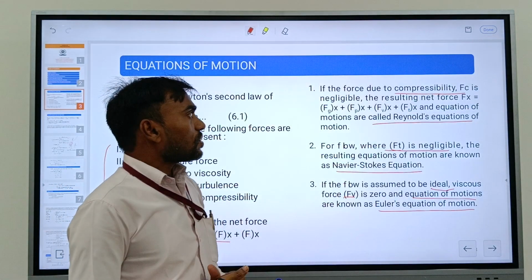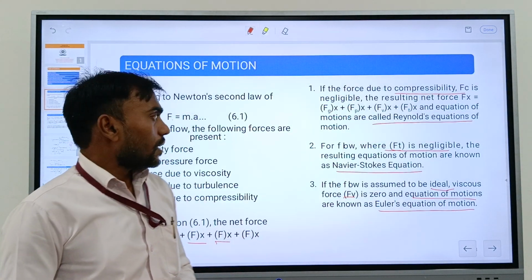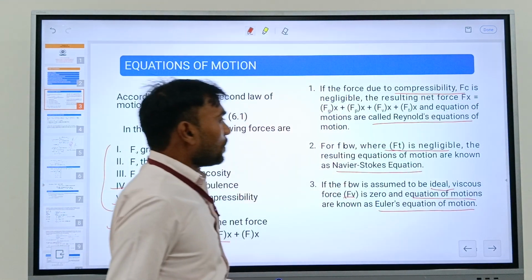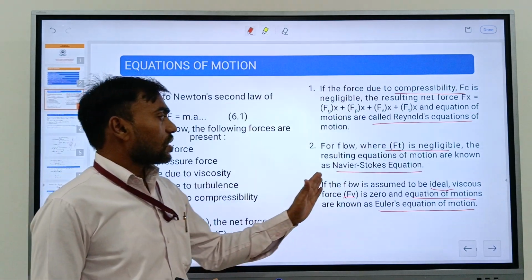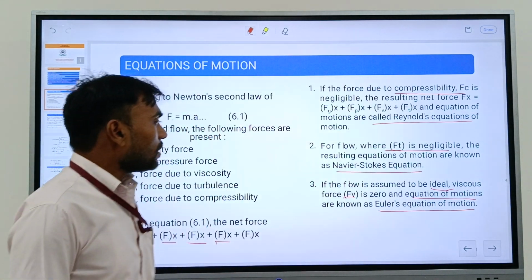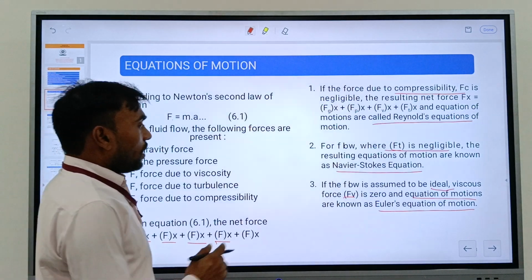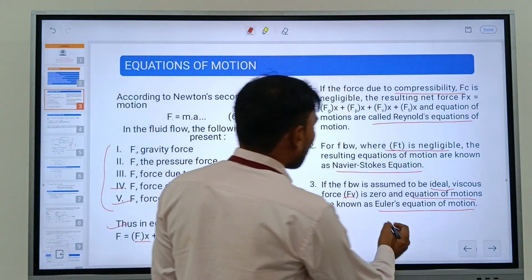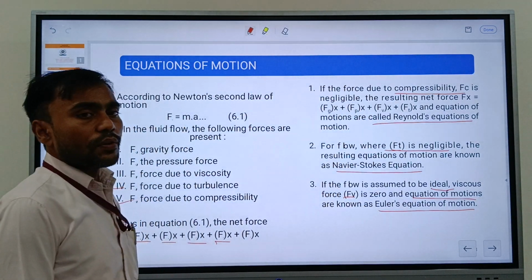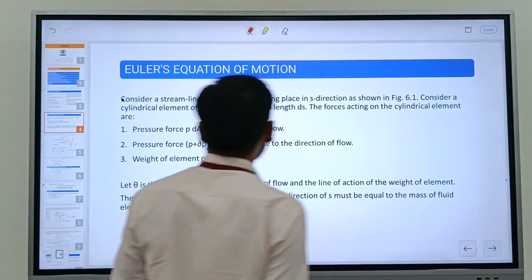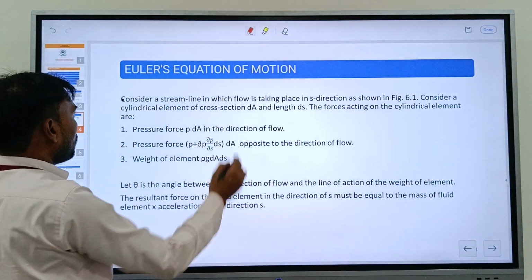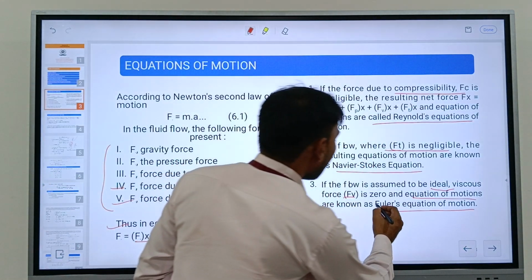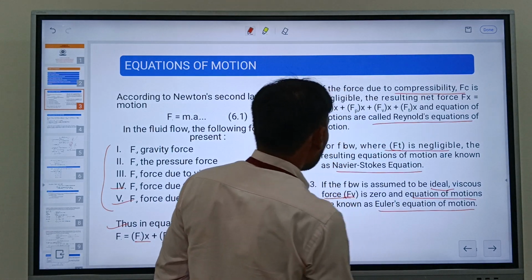First is the Reynolds equation of motion, in which the force due to compressibility is negligible. In the second case, the force due to turbulence is negligible, and the equation of motion is known as the Navier-Stokes equation. And in the third case, when the force due to viscosity is negligible or zero, the equation of motion is known as Euler's equation of motion. In Euler's equation of motion, the force due to viscosity will be zero.